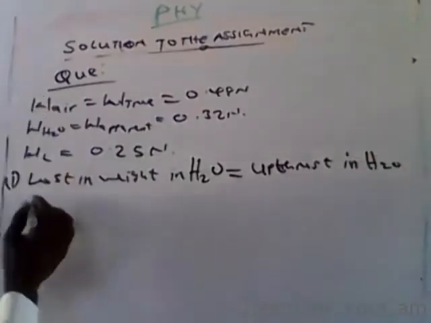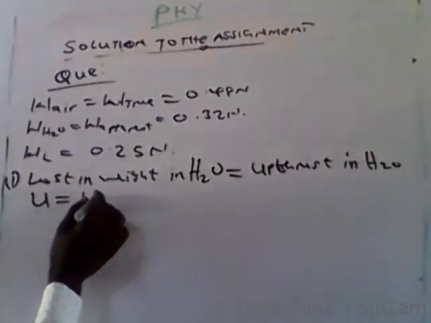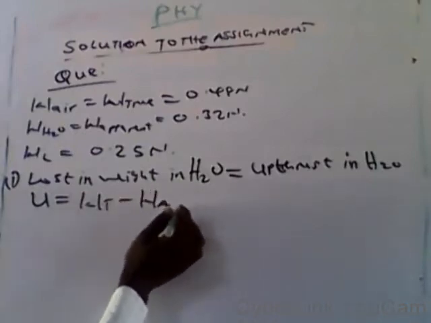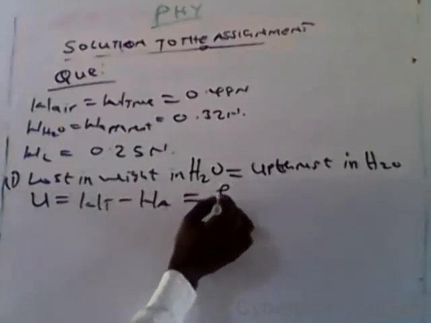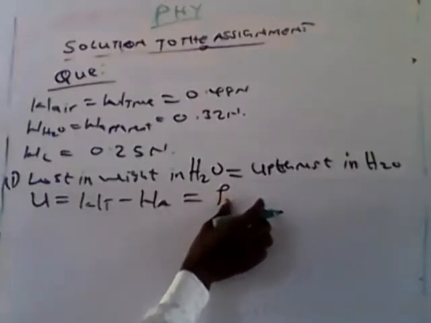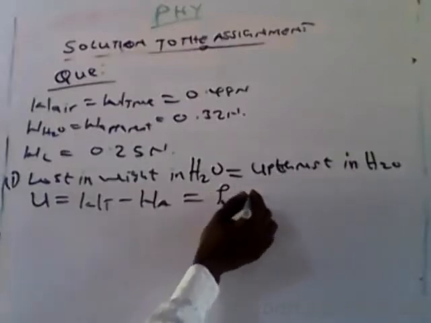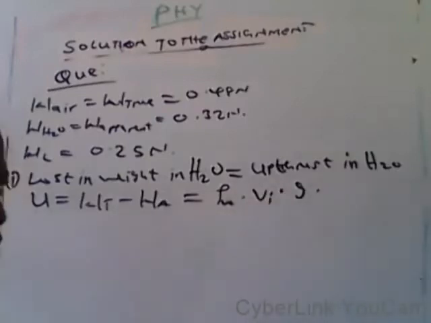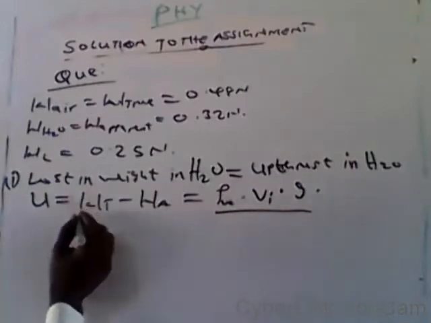And our upthrust U is given as true weight minus apparent weight, which you can also get using the density of the liquid, the liquid we have here is water, multiplied by the volume of the object and by acceleration due to gravity. But mind you, we are not using this one for now. The one we are using is this.